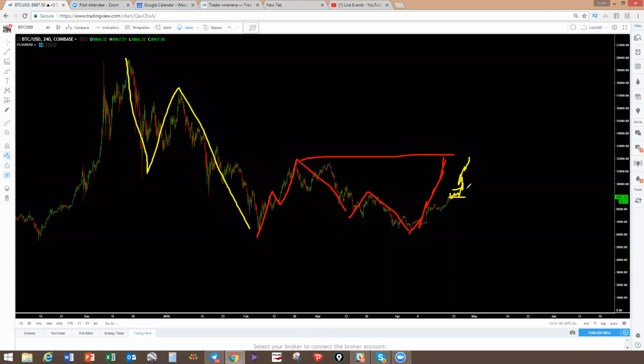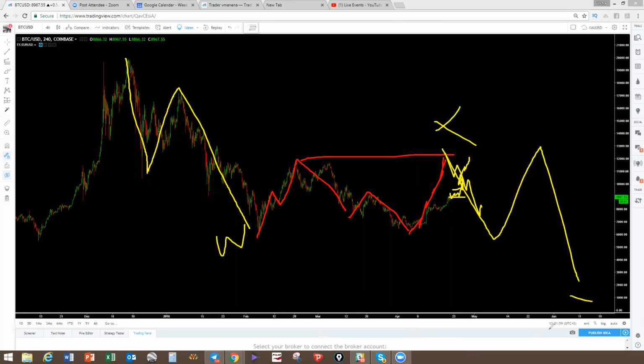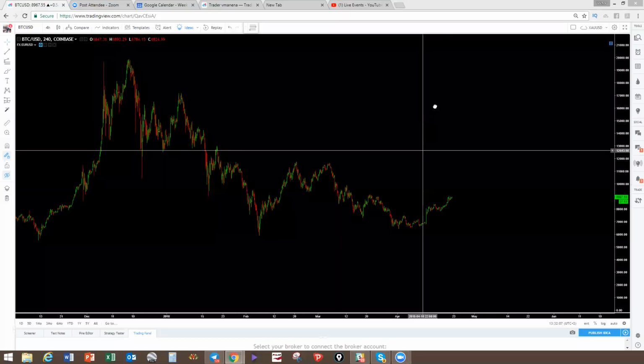What I think is that when we get to that level, we are going to get a similar move to this one. Either 1, 2, 3 zigzag or 1, 2, 3 like that. So either way, it's going to be a 3-wave corrective structure giving us a WXY. So cryptocurrencies are still going to go much lower based on this. So we need to keep an eye and see how this unfolds.